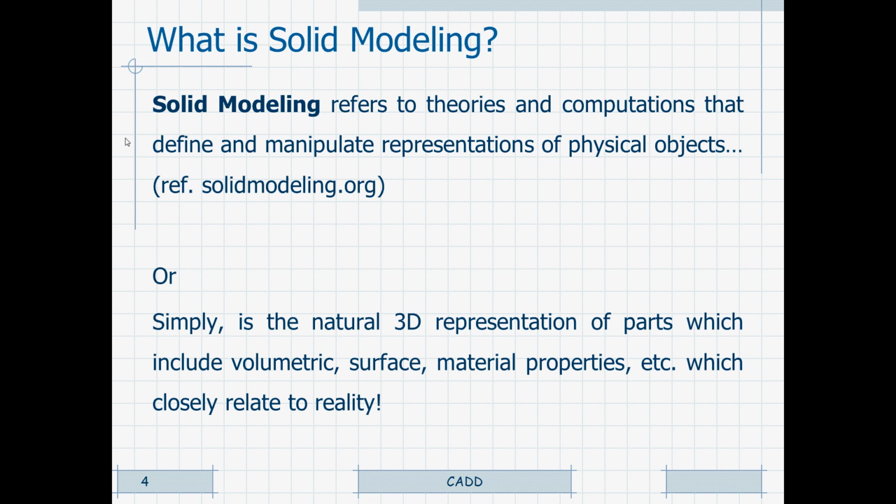Now, what is solid modeling? Solid modeling refers to the theory and computation that defines physical objects, or simply it's just a natural representation of a three-dimensional object. And we can see some information like volumetric, surface, and material properties. And it's the best representation of real life.